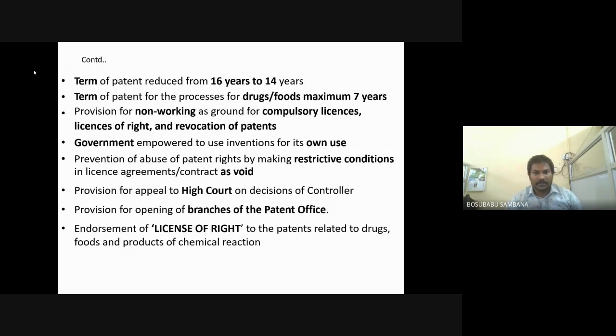The term of patent reduced from 16 years to 14 years. Later, for some industrial requirements, it was extended to 20 years from the filing date. And for process patents on drugs and foods, the maximum is 7 years. If required, the government is empowered to use the innovation for its own use in some cases.